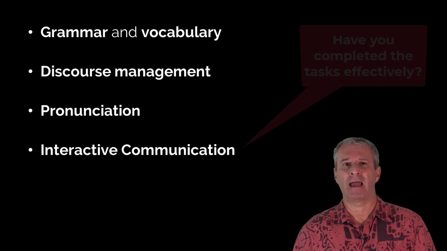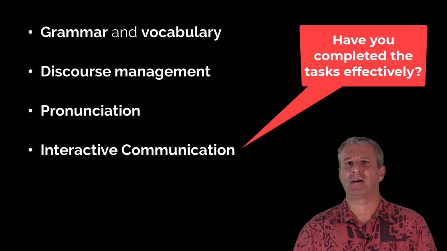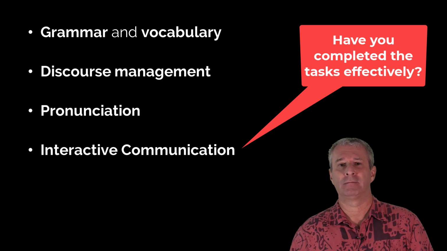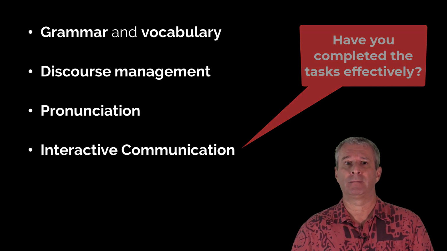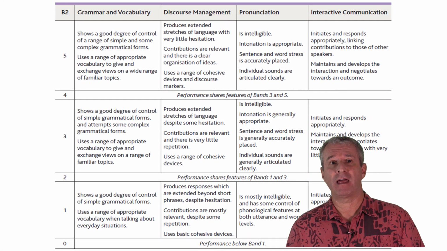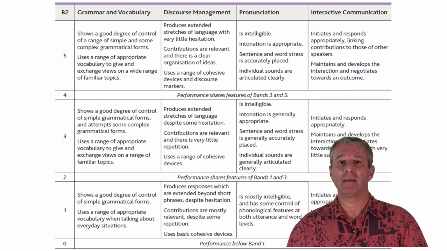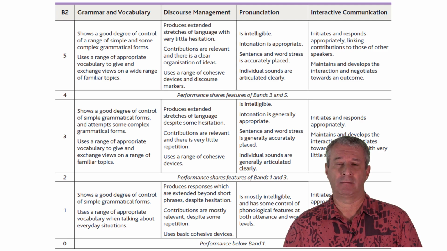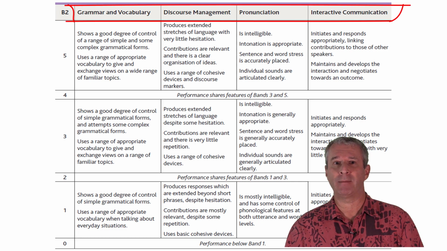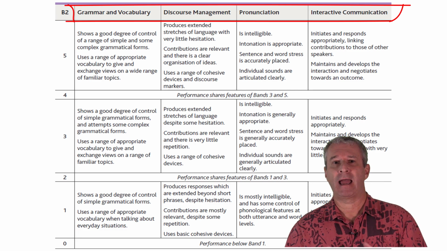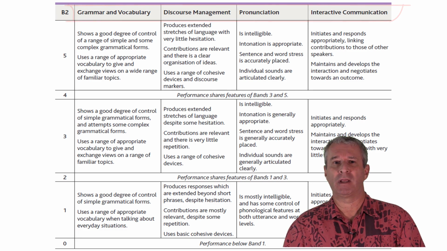Interactive communication. Have you completed the tasks effectively? This means communicating effectively with your partner and with the examiner. This is the criteria that the examiner uses to give you a mark for your speaking. The 4 areas of assessment are at the top: grammar and vocabulary, discourse management, pronunciation, and interactive communication.